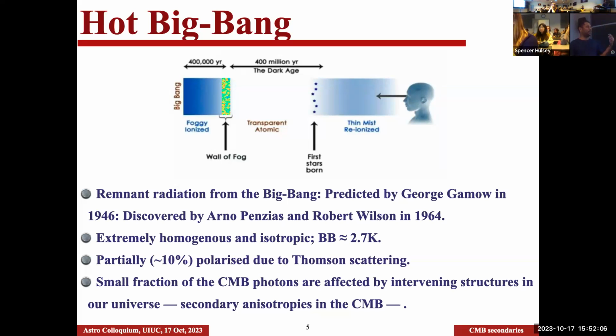And these interactions give rise to the secondary anisotropies in the CMB. And as you'll see, those are also extremely good astrophysical and cosmological probes.